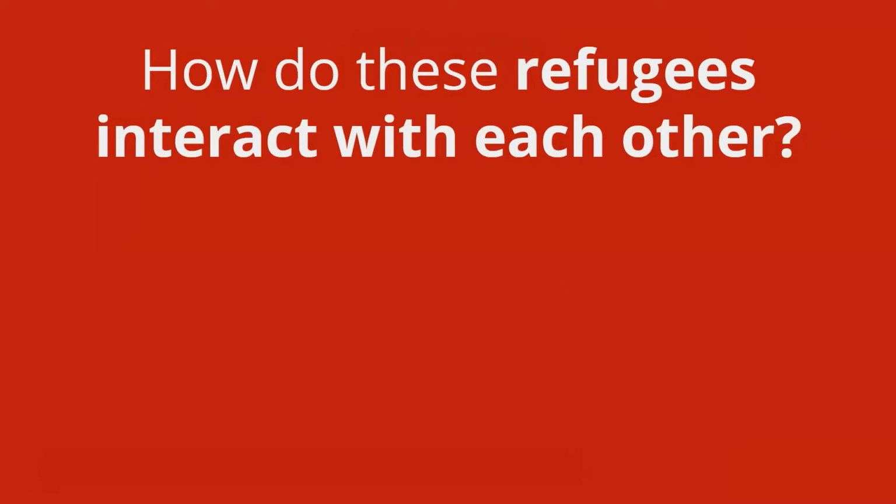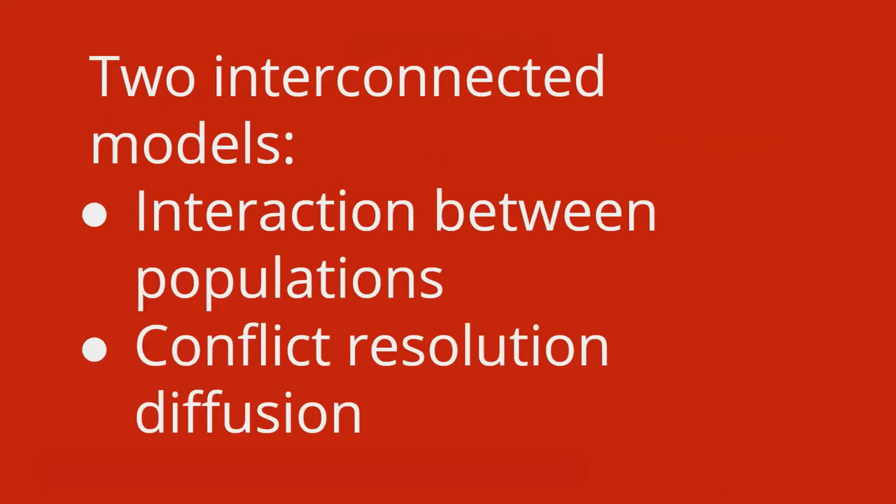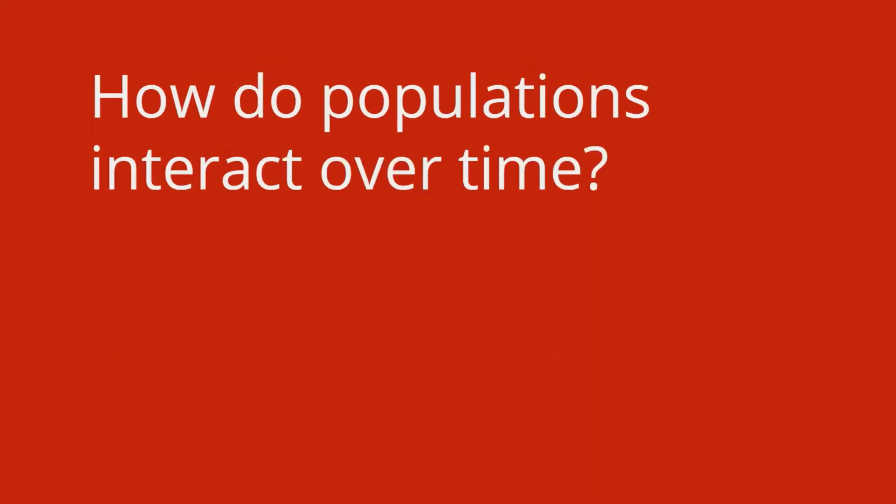When different groups move in, they will have different conflict resolution models, and through these interactions, they will diffuse and share these conflict resolution models. The three conflict resolution models we aim to look at are negotiation, arbitration, and mediation. Our model will use two interconnected models. One, modeling interaction between populations, and the second, conflict resolution diffusion. Conflict resolution diffusion is dependent on interaction. As interaction increases, the chances of conflict resolution increase.